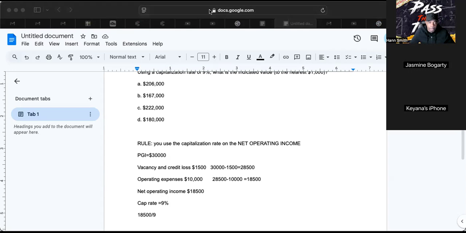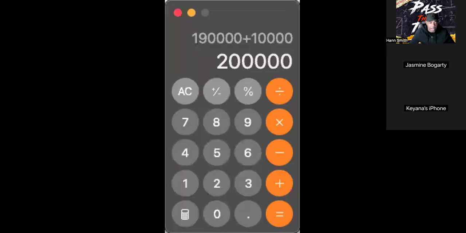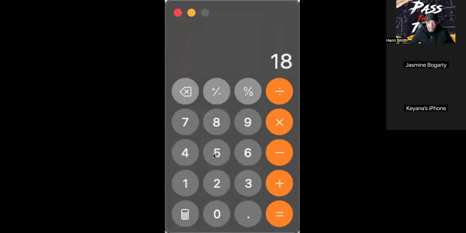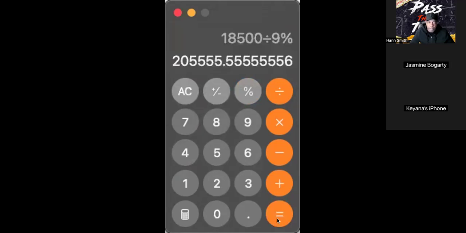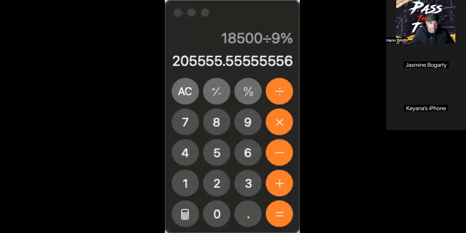So let's do that. We're going to take 18,500 and divide by 9. 18,500 divided by 9%, or 9. Yeah, 9%. We can do 9%. Equals the value of that building is $205,555. Now they said round to the nearest thousand, so this is going to be $206,000 based on what they said right here in the question.